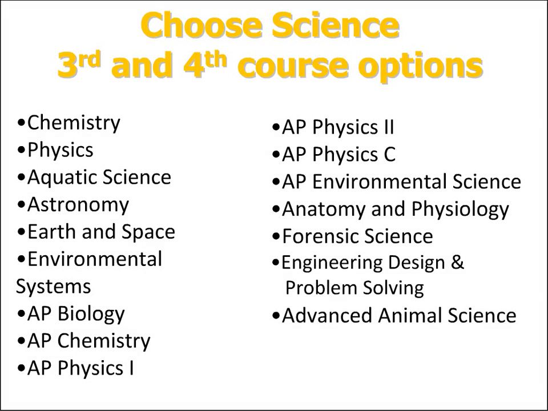So if you need to refer back in your student work booklet to your endorsement page, the section where we discuss each one of the endorsements and the options, then do so, because that can help you choose or narrow down some of the choices for the classes that you're going to take. Some of the third and fourth science credits options include chemistry.